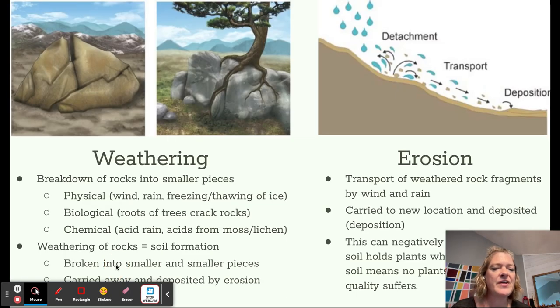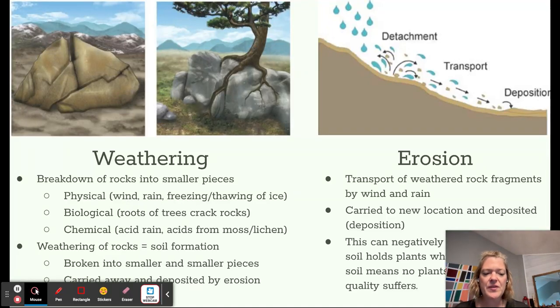Okay, so moving on. Soil can form through weathering, where rocks and things are weathered by the sun, by rain, and eventually those particles run off into the soil. So weathering is one way that creates soil. There's three ways that weathering can happen: either through physical weathering, biological weathering, or chemical weathering. Physical is just the wind, the rain, the freezing, the thawing.